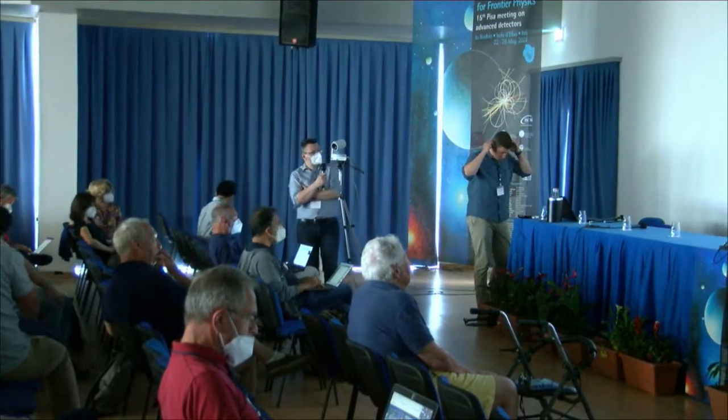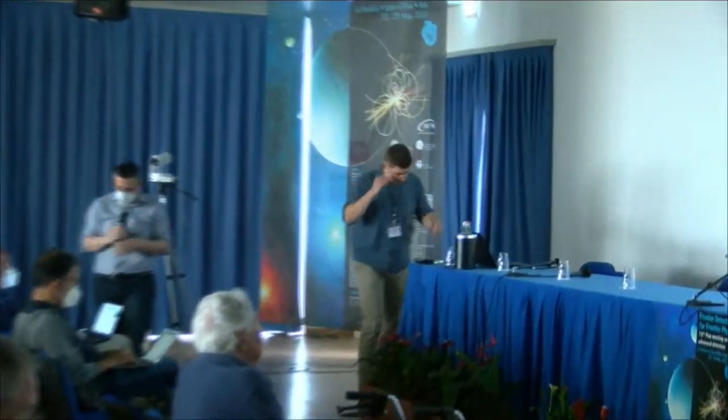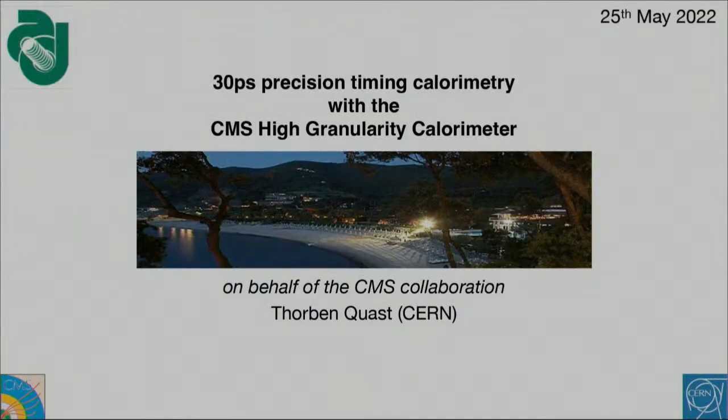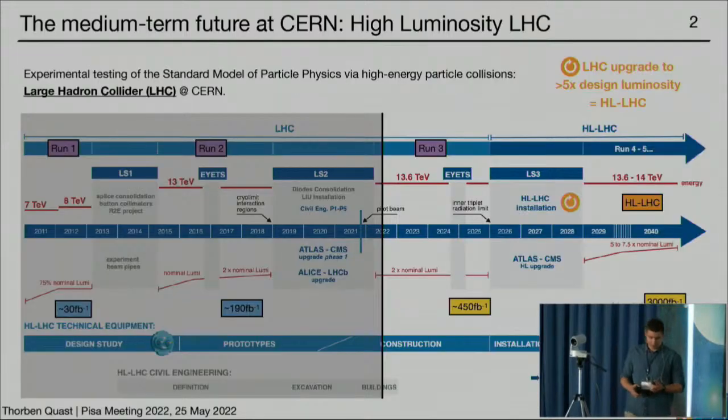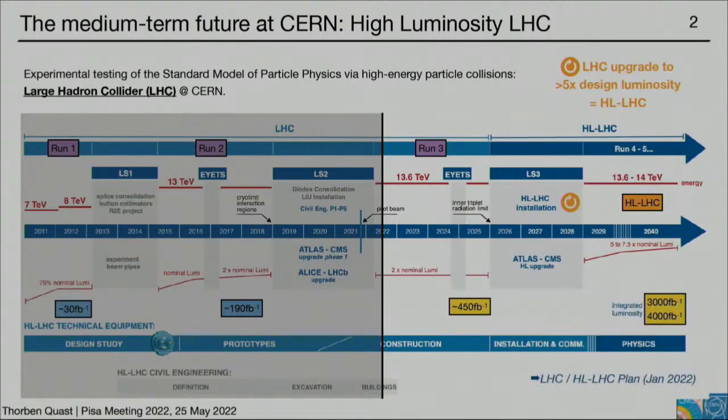So let's hear now about the CMS high granularity calorimeter, in particular about the timing aspects of this calorimeter. So from Fermilab, we're going back to CERN, and as we've heard already on multiple occasions, the testing of the Standard Model at CERN will continue until the end of the 30s, beginning of the 40s even. Currently we have accumulated a data set corresponding to about 4% of what is ultimately accumulated.